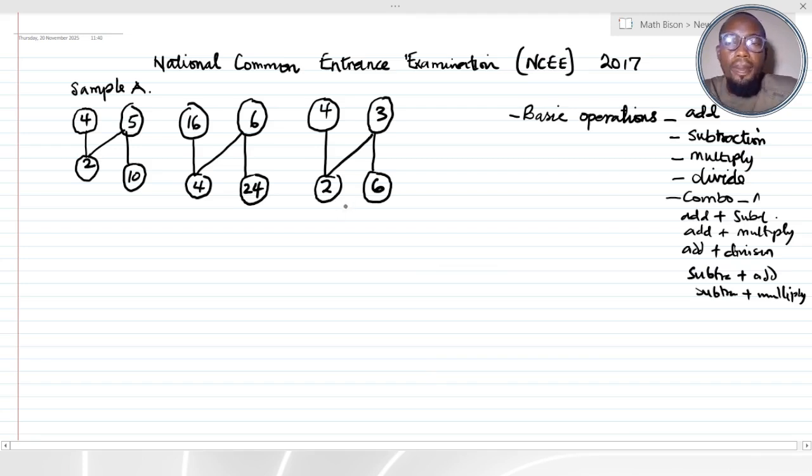So what works? Let's try multiplication. 4 times 2, 8. 8 times 5 is 40. 16 times 4, 64. This is not working. We try a combo now. Or let's divide. 4 divided by 2 is 2. 10 divided by 5 is 2. But something seems to work here anyway.